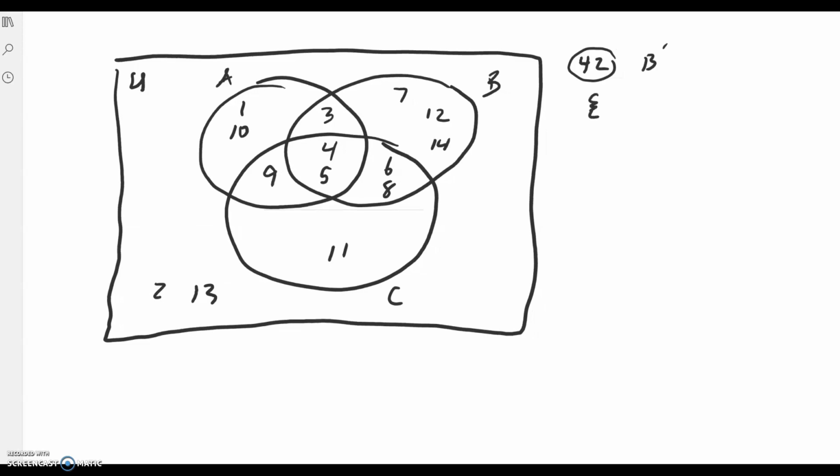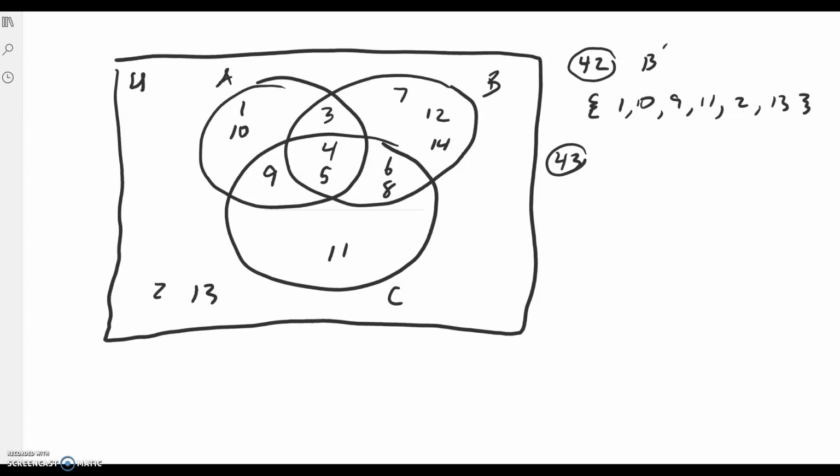So let's try to write down that set. B has all these numbers here, so let's go outside of the circle B. We've got 1, 10, 9, 11. And we've got 2 and 13. I could take the time to put them in order, but I don't feel like it. So let's go on to the next problem.